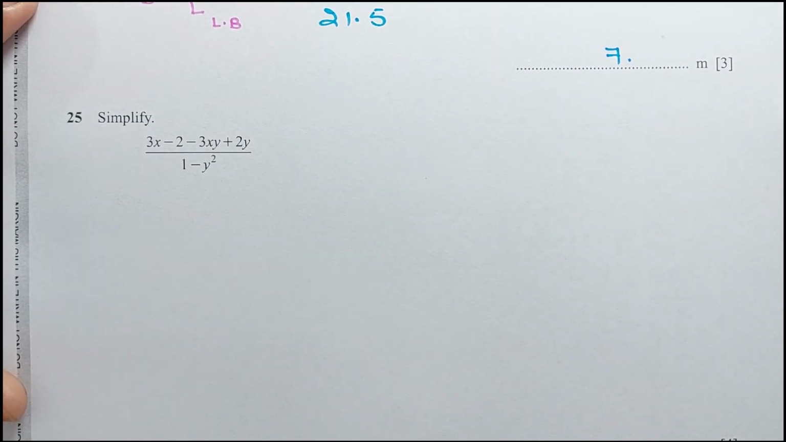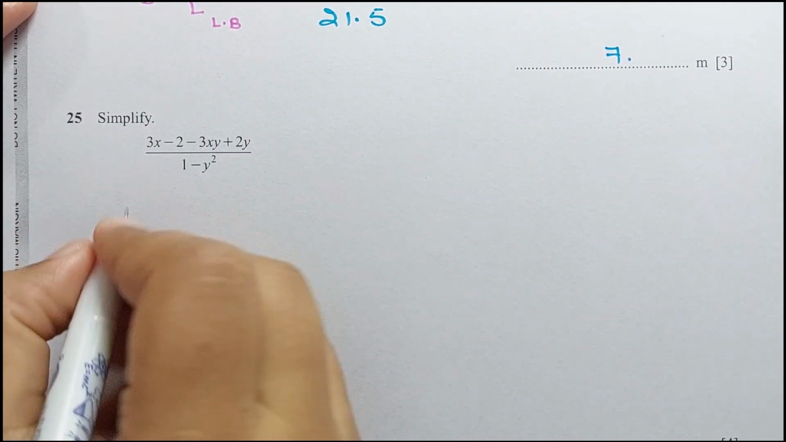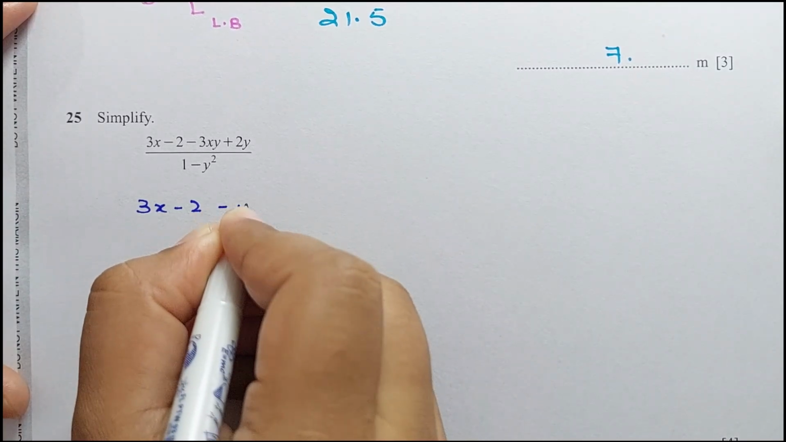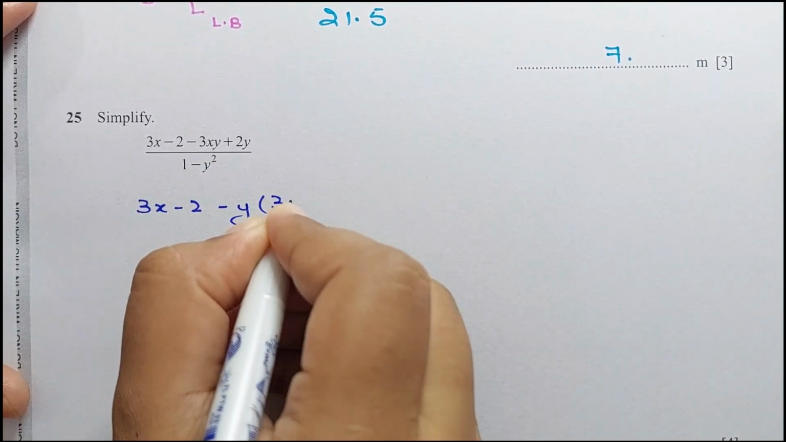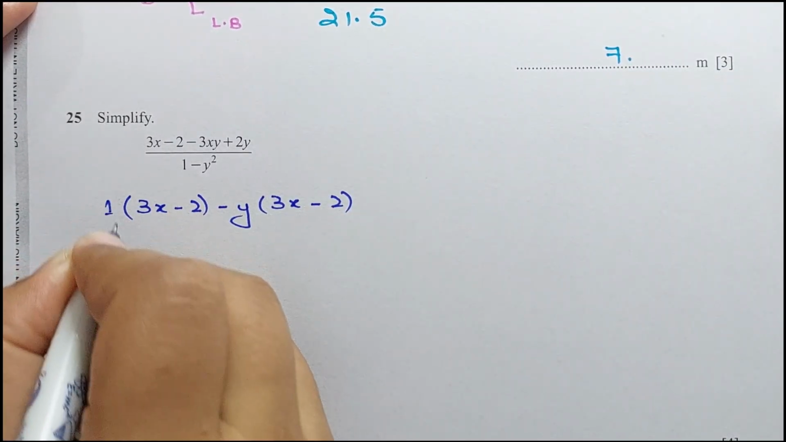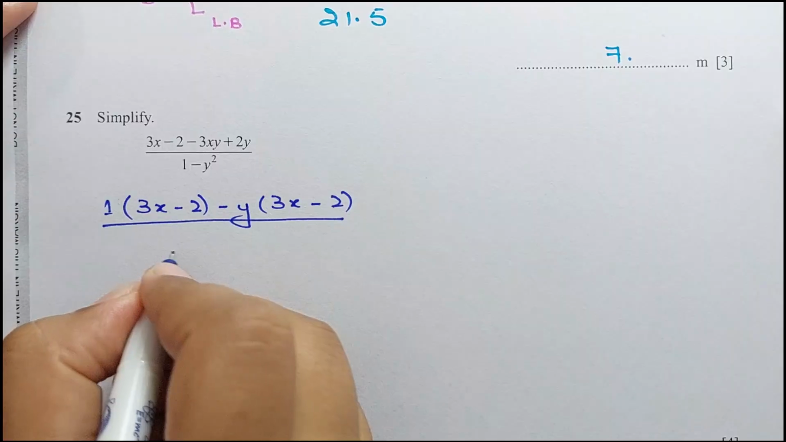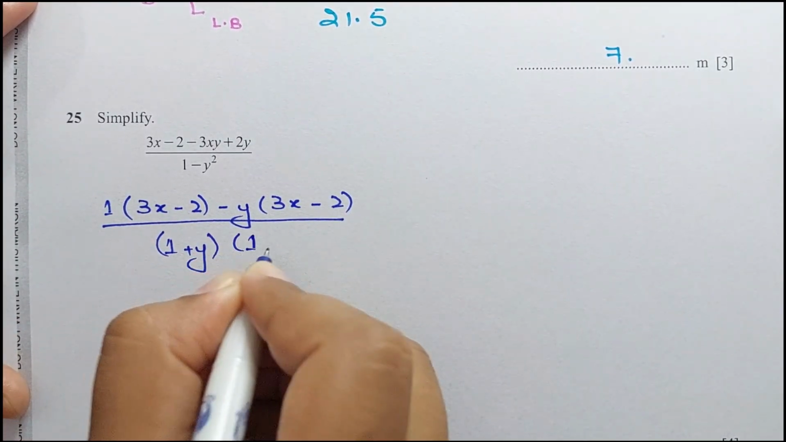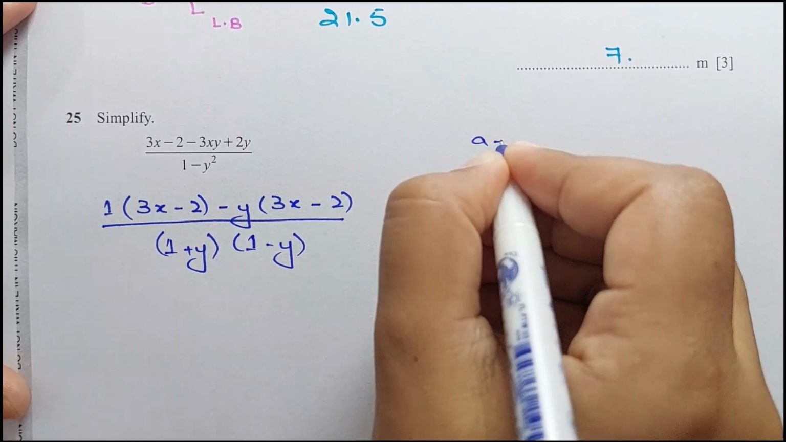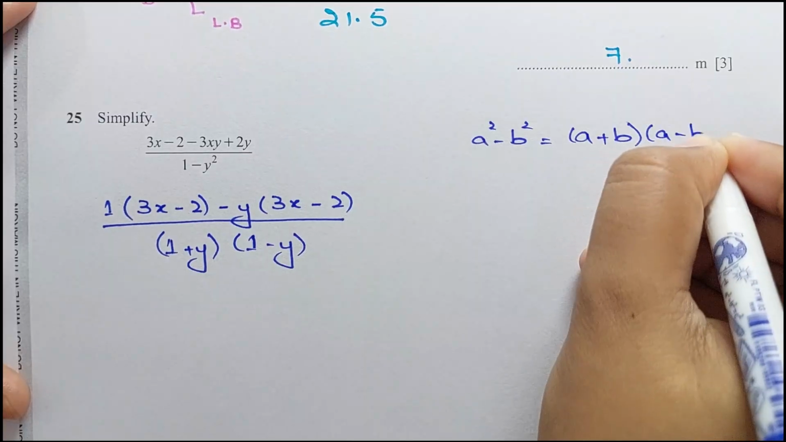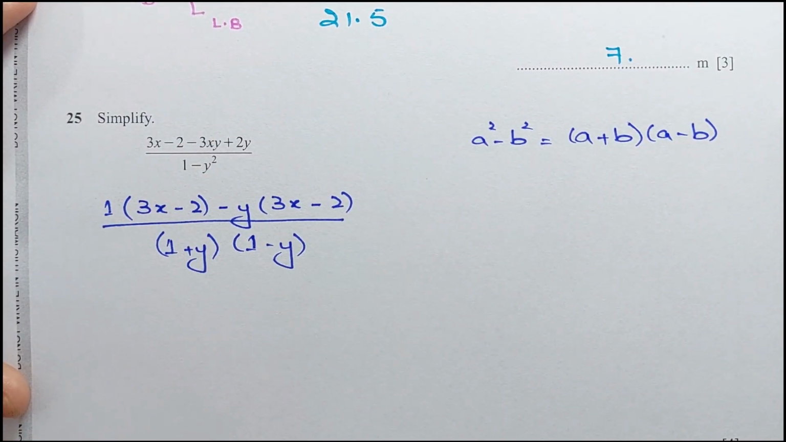Question number 25, you have to simplify this. Okay. So we have 3x minus 2. If I take negative y common, 3x is left and negative 2 is left. Here we have 1 minus y squared. Using the difference of squares formula, when you have a squared minus b squared, the factors are a plus b and a minus b. So here the a value is 1 and the b value is y.